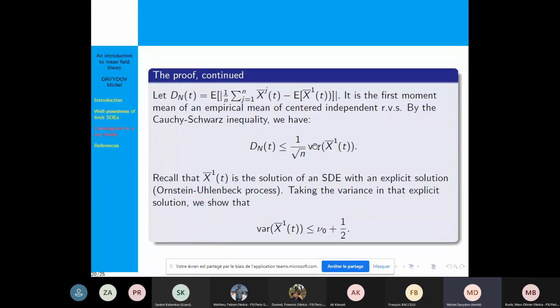So how do we bound the variance? Actually, this is the part that I'll skip because it's not very interesting, but it's very easy. Recall that this is the solution of a stochastic differential equation with an explicit solution, which I've mentioned previously. You can solve x1 of t and get an explicit expression. So all we do is take the variance of that explicit solution. I won't do it because it's just a technical calculation, but you immediately get that it's bounded by mu 0, which, if you recall, is the variance of the second moment at time 0, plus a constant equal to 1/2. So you bound this by mu 0 plus 1/2.